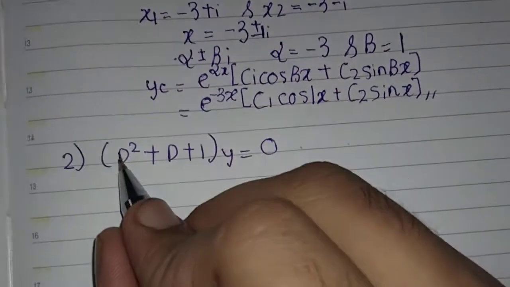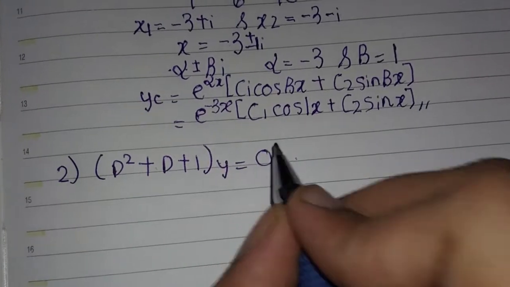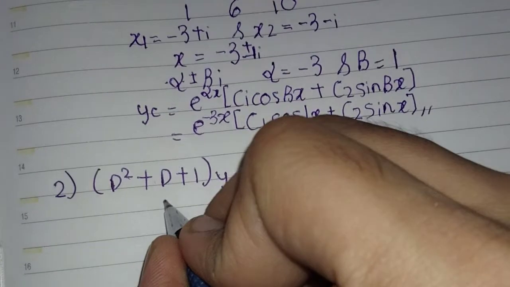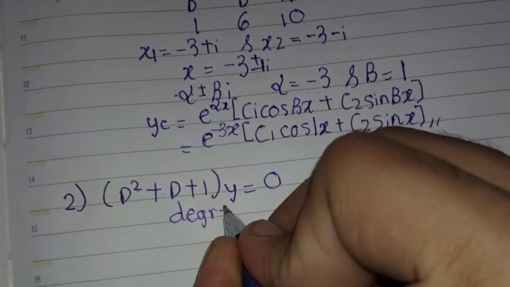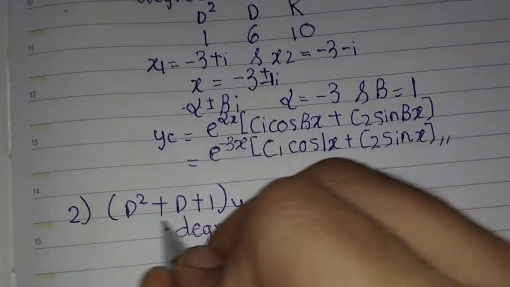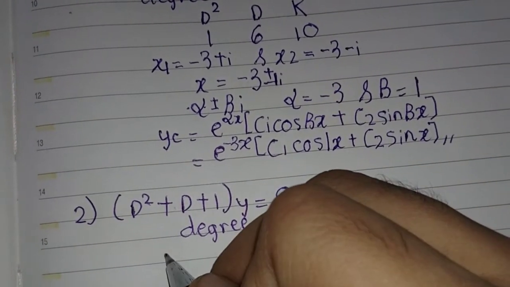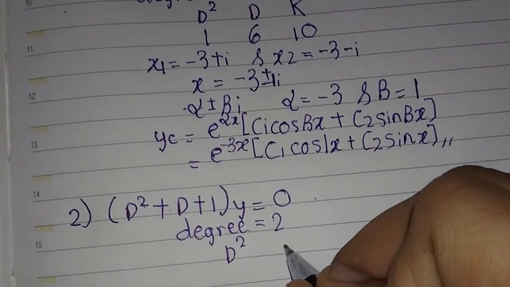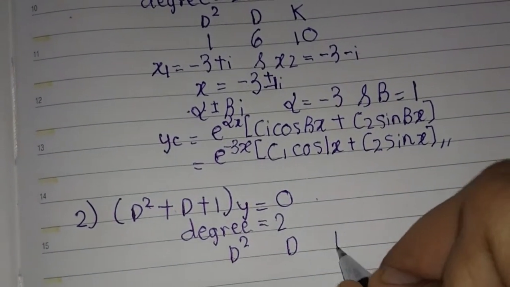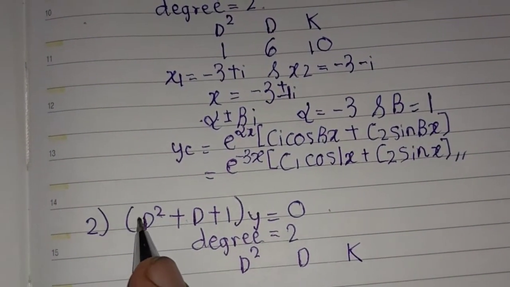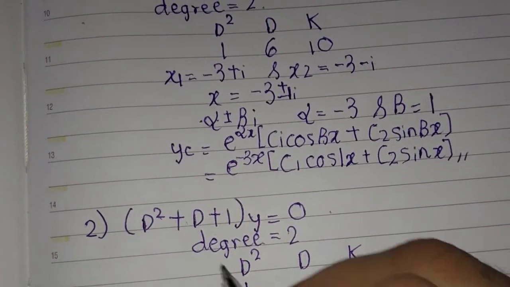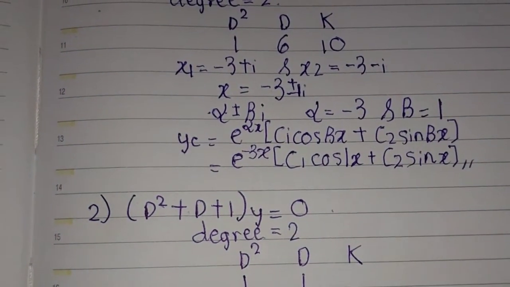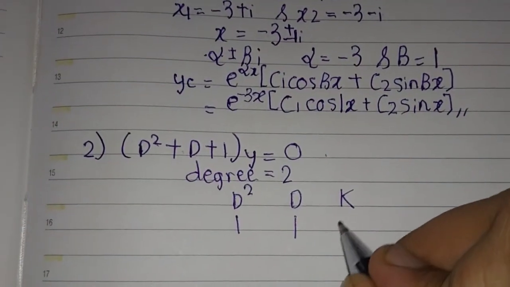Solving the second sum, the question is d square plus d plus 1 y is equal to 0. The highest power in this equation is 2, so degree is equal to 2. And now we have d square, d and k. What's the value of d square? It is 1. What's the value of d? It is 1. What's the value of constant? It is 1.